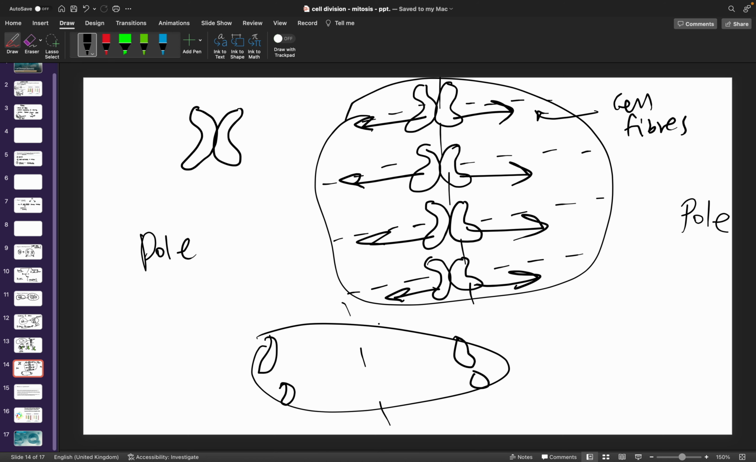And so this breaks the chromosomes in half and happens to all 46, leaving each side with 46 of these chromosomes. Because remember, we had 46 X shapes, but these X shapes have two identical copies of each, right? So if it splits in half, you're going to get 46 on both sides. And that will happen, so each side will have 46 chromosomes.